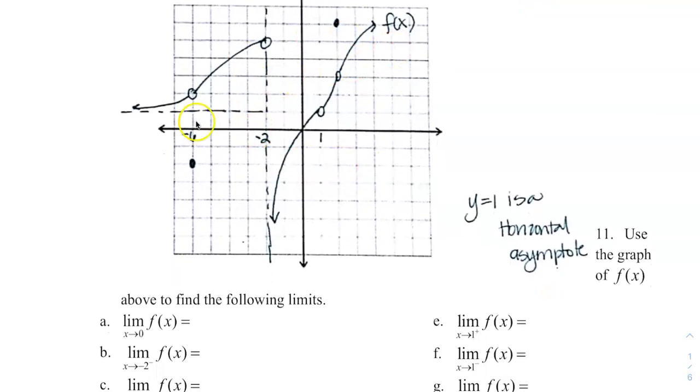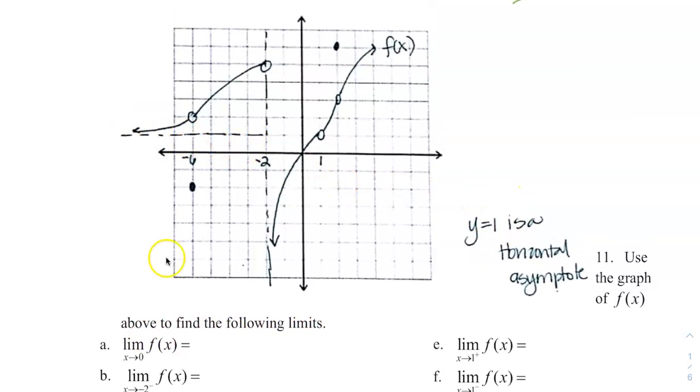Okay, the next one. We're going to read limits from a graph. Okay, the formatting's off. Sorry. Use a graph of f of x. This is a graph of f of x above to find the following limits. Y equals 1 is a horizontal. There's a horizontal right here.